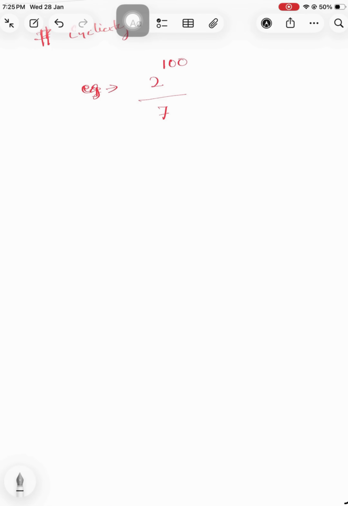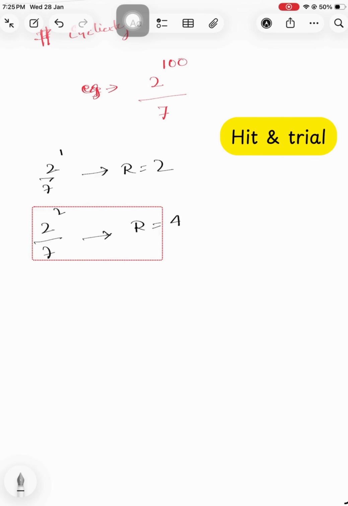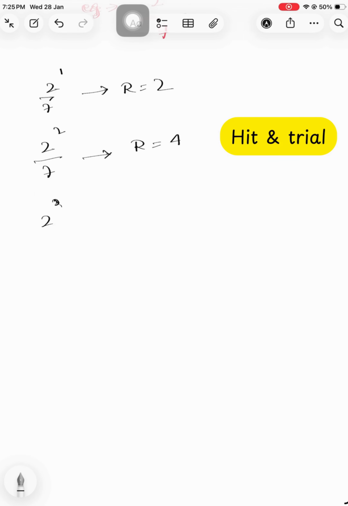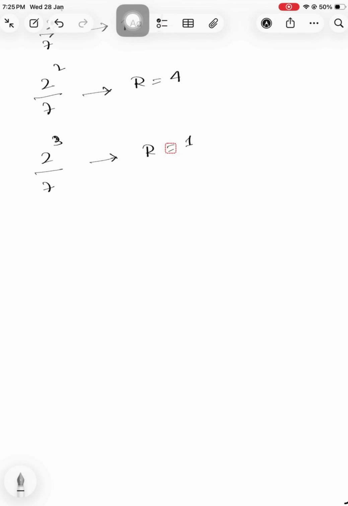Let's say the power were 2 to the power 1. If the power were only 1, 2 upon 7 yields remainder 2. But if the power is 2, 2 squared upon 7, then obviously it becomes 4 upon 7 and the remainder will be 4. Now following the same pattern, 2 to the power 3 upon 7 becomes 8 upon 7 and the remainder becomes 1. And 2 to the power 4 upon 7, which is 16 upon 7, will yield remainder 2. And 2 raised to the power 5, which is 32 upon 7, results in 4 as the remainder.